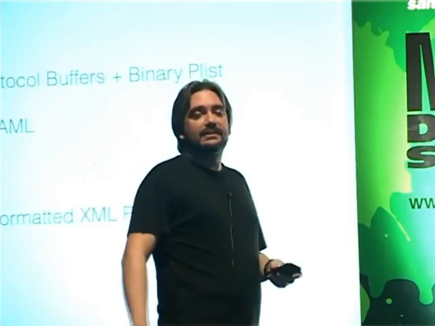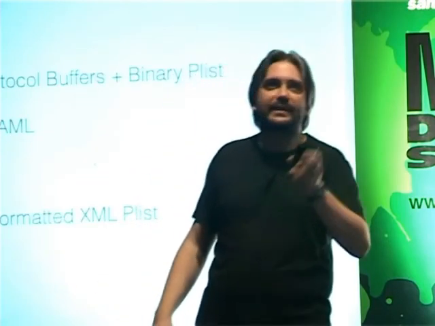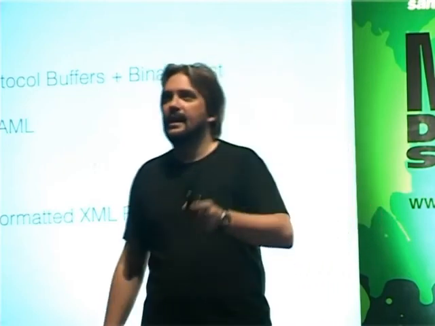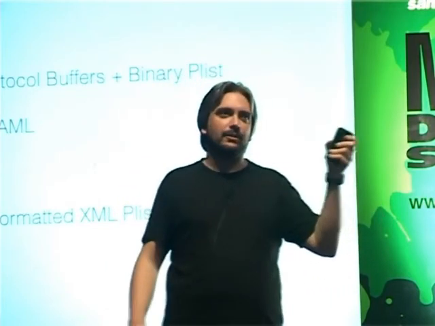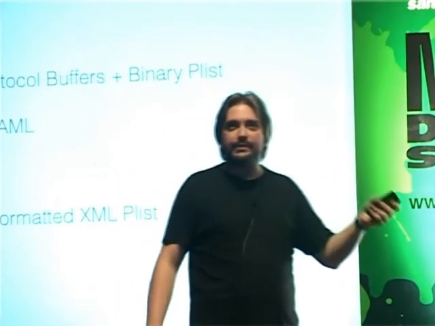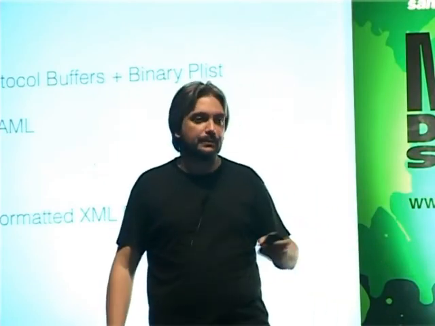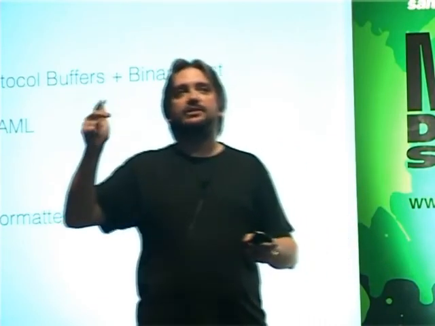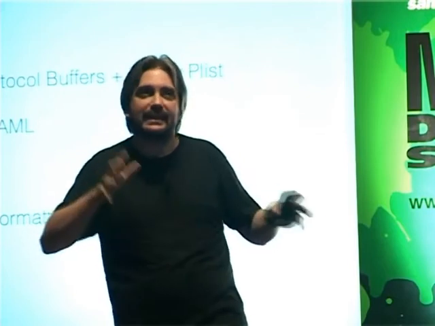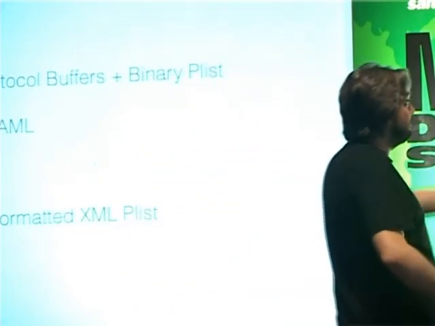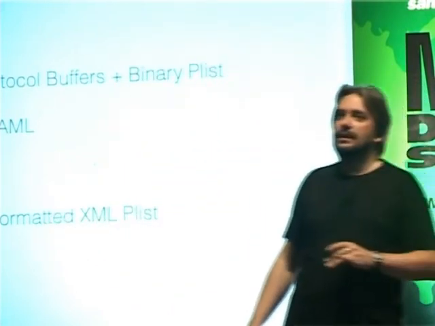The smaller payload, this is interesting because it has a direct effect on the consumption of bandwidth, and particularly for mobile devices on very slow networks like GPRS, this is very important. CSV, protocol buffers, and binary property lists. Okay, property lists, it's a very important concept, the plist that you are going to see a bit everywhere.